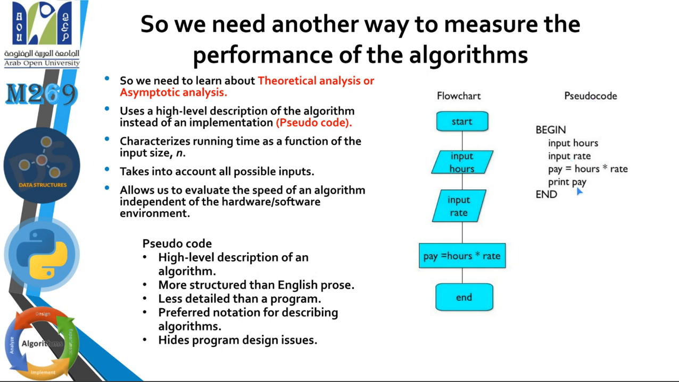It's very clear because we are using the English language. It doesn't require much space. See the space that the flowchart is taking, and see the space that the pseudocode is taking. And we don't take care too much about the details. For example, input hours: we don't mention whether the hours is integer or string or whatever. It's very abstract, so we are hiding the details of the design.